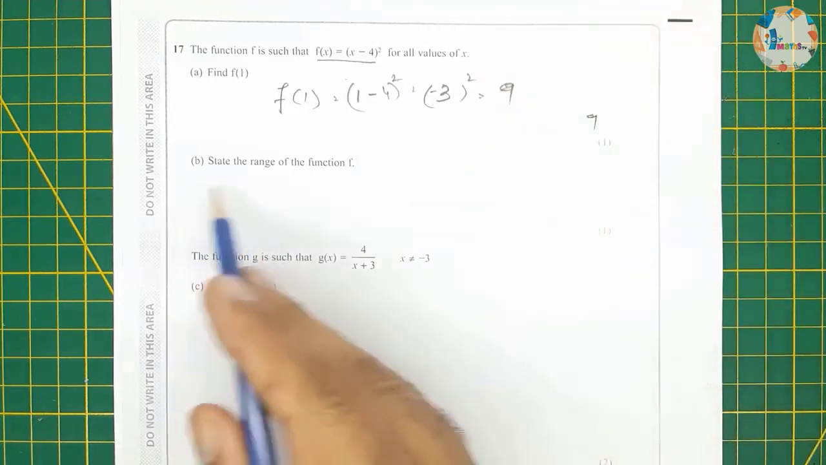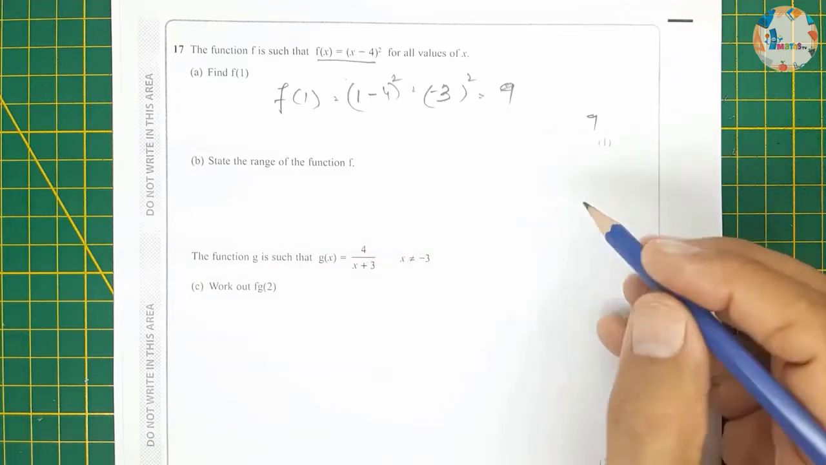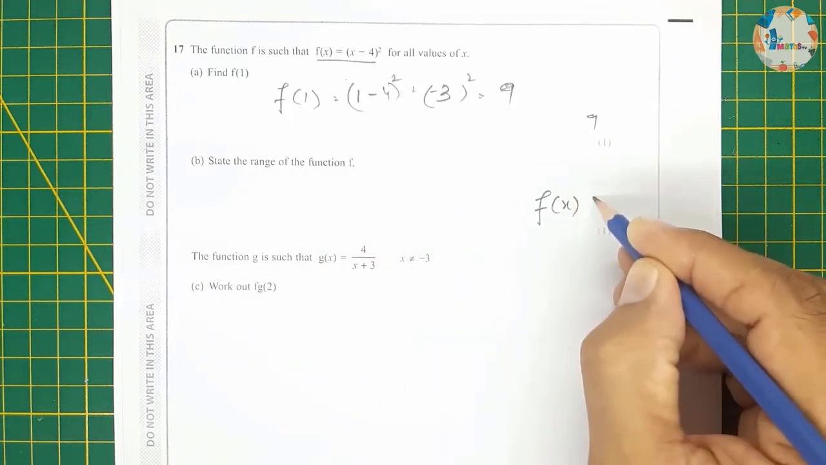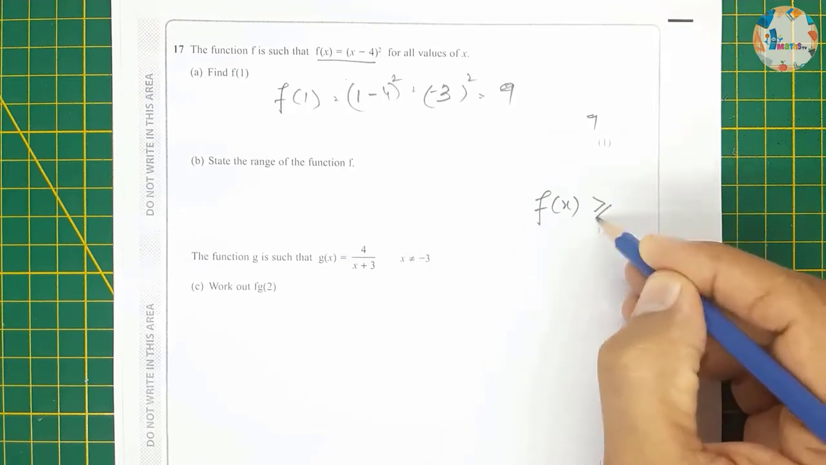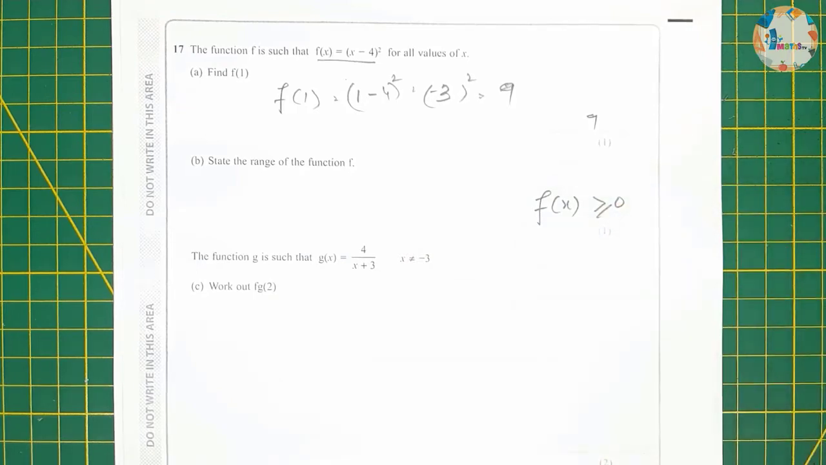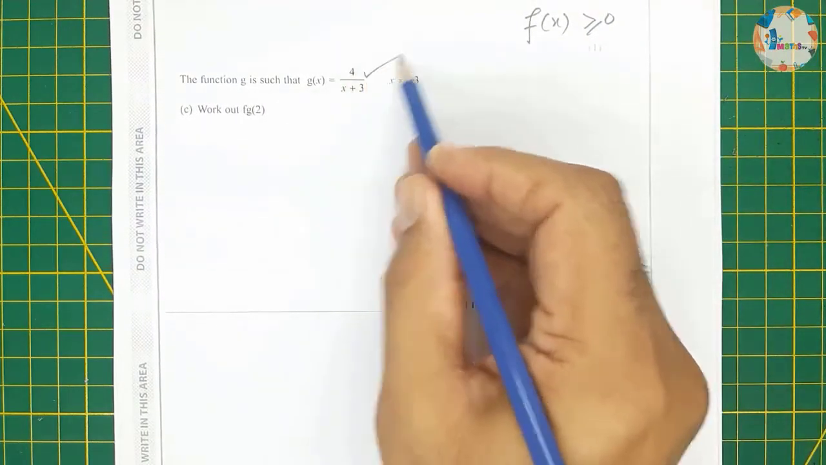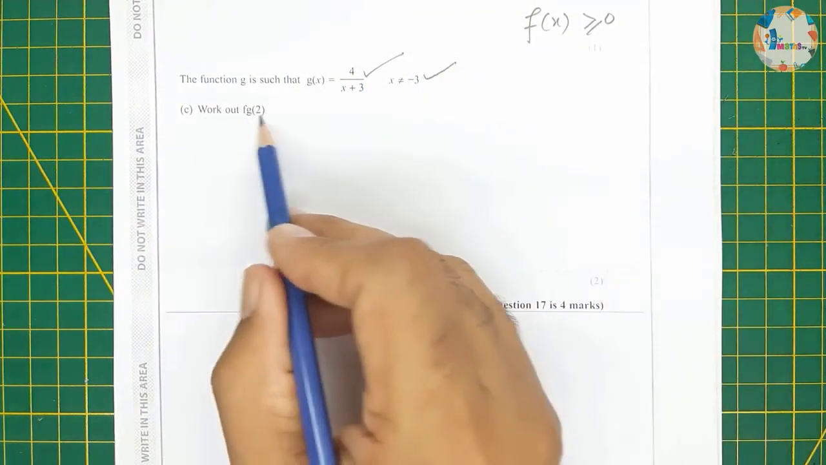Then comes to state the range of the function f. This will be f of x is basically f of x should be greater than or equal to 0. This will be the range, and the function g is such that g of x is given, x is not equal to this one. So work out g.